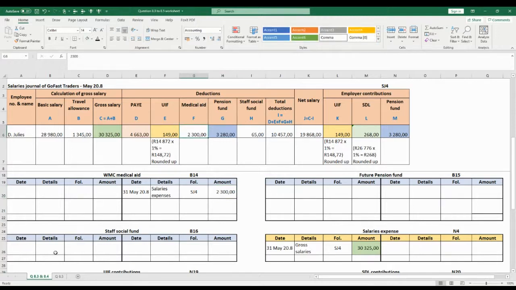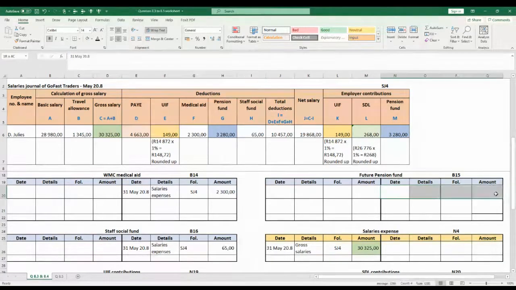Then the same with the staff contribution. This is the amount we pay over to the staff fund, the 65 Rand. So remember, these accounts always go to a liability account. These up here go to an expense and a liabilities account. Okay, then the pension fund, this is our contribution that has been deducted.